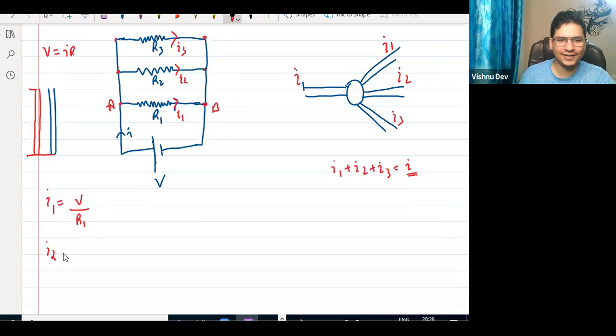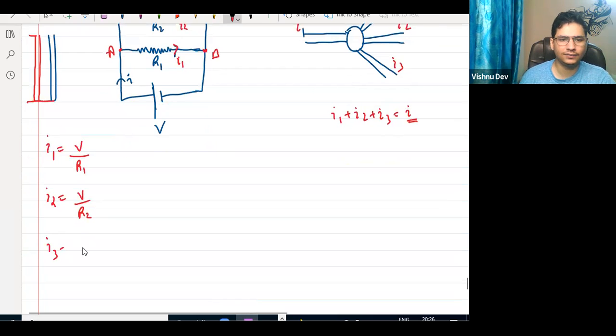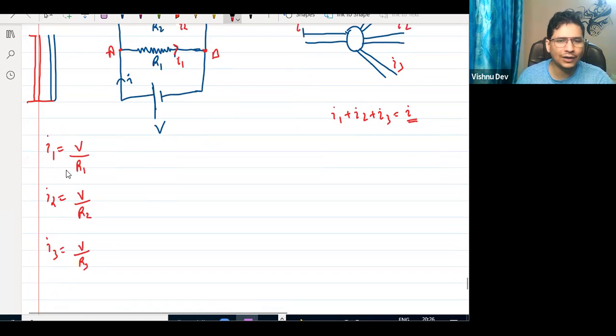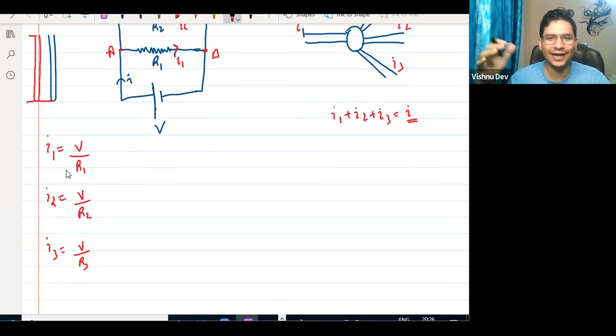What is I2 now? I2 कितना हो जाएगा? V by R2. Very good. What is I3? V by R3. है ना? Now suppose what is V? What is R? Value? अगेन वैल्यू दिया रहेगा ना, अभी तो वैल्यू नहीं है ना. वी आर ड्राइविंग द फॉर्मूला, वैल्यू तो क्वेश्चन में दिया रहेगा, राइट? Okay.